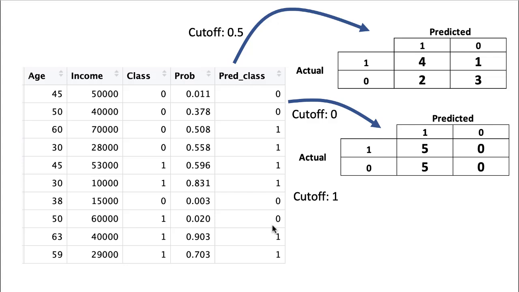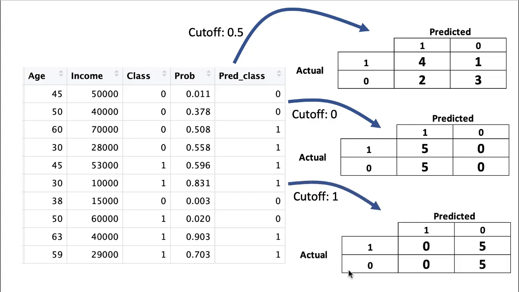On the other hand, if we go to the other extreme and make the cutoff 1, that means in order for something to be predicted as a 1, it has to have a probability of 1. And none of these cases has a probability of 1. All of them are below 1. So every case is going to be classified as a 0, as the negative class. Okay, so that's really what we are seeing here.